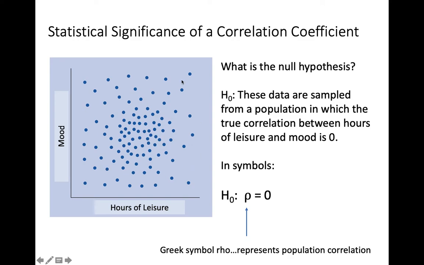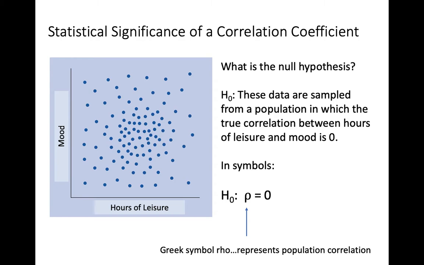It means that high values go with high values as well as low values. You could have a lot of leisure and either be in a happy mood or in the middle or not in a happy mood. You could have very low levels of leisure, and same thing, good mood, moderate mood. Okay, so 0 correlation. So that's our starting place under the null.